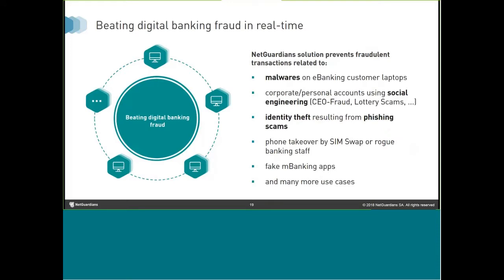Now, in terms of real time, because banks have offered customers real-time transaction channels, in terms of fighting fraud, you cannot say that you'll be doing this intraday or end of day as you wait for a dump of your transactions. And NetGuardians is able to do this in real time.